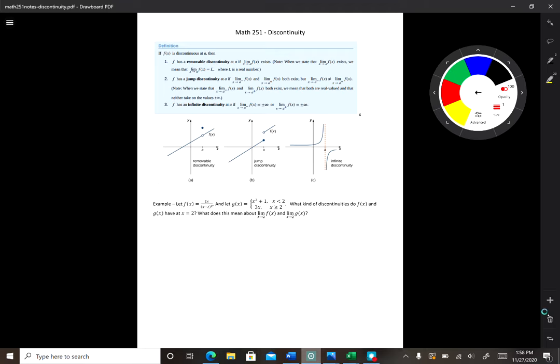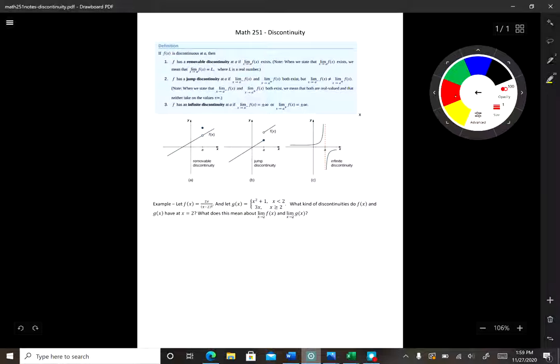In this video, we are going to talk about discontinuity. So far in this class, we have been talking about what it means for a function to be continuous, but we haven't really gotten onto this topic of what it means for a function to be discontinuous. And that's what we're talking about today. So we have three different ways that a function can be discontinuous at a certain point.